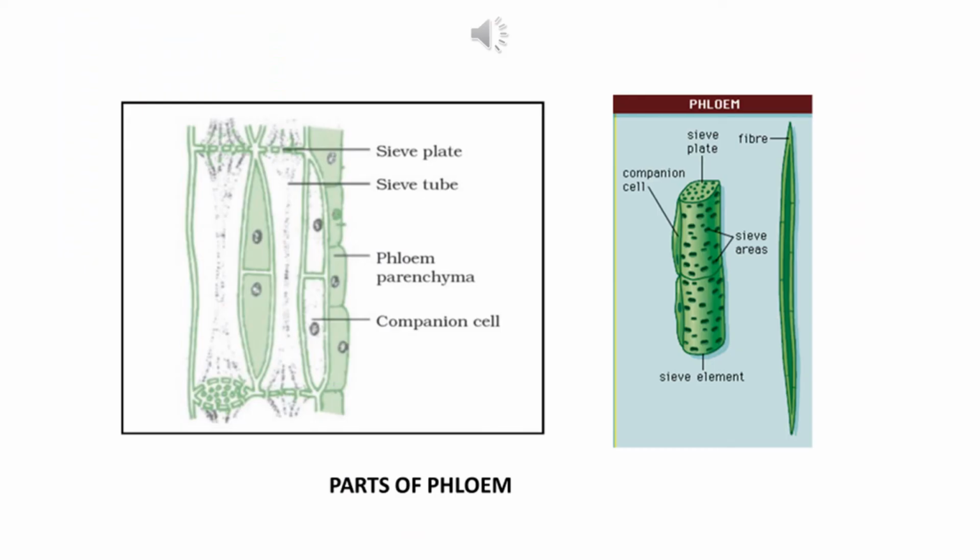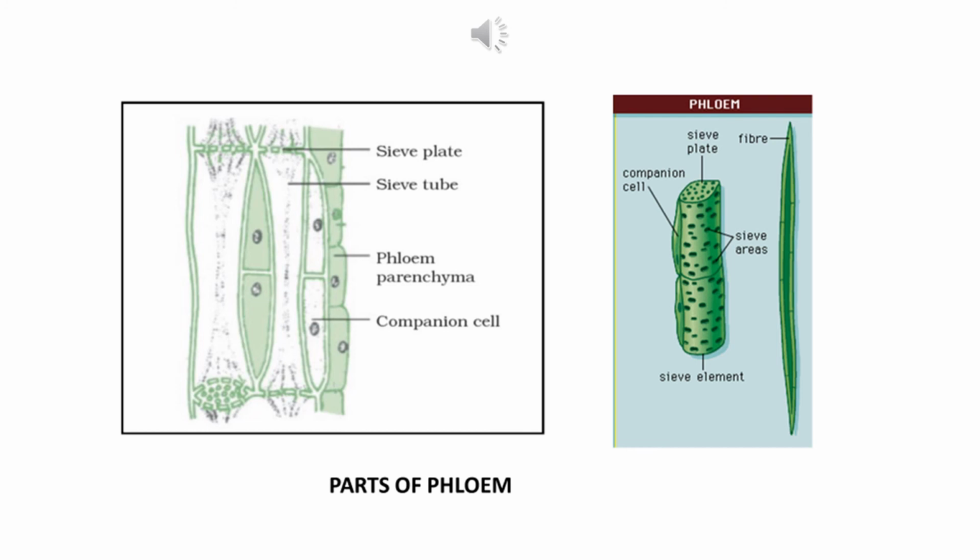Now we are going to look at the structural elements of phloem, which conducts the food from the leaf to other parts of the plant, to the growing bud, to the growing root, etc. So phloem also has four components: the sieve tubes, the companion cells, the phloem parenchyma, and the phloem fibers.